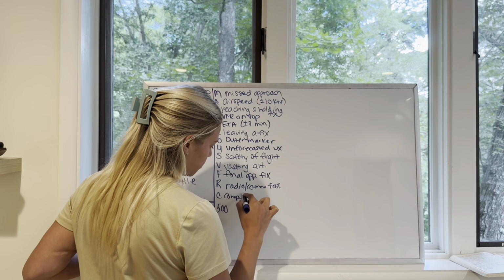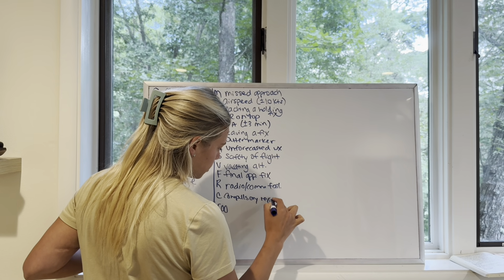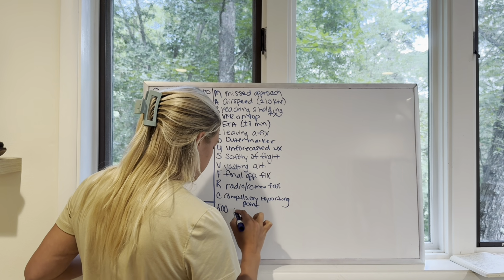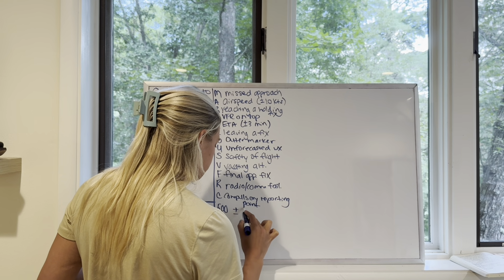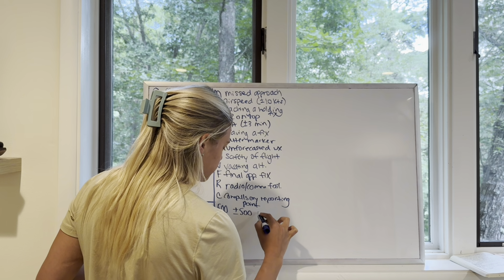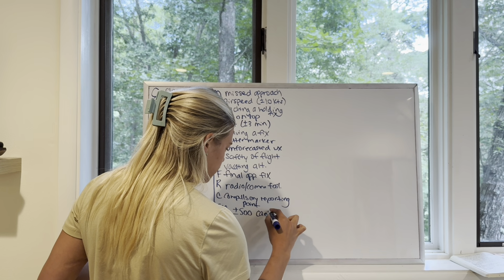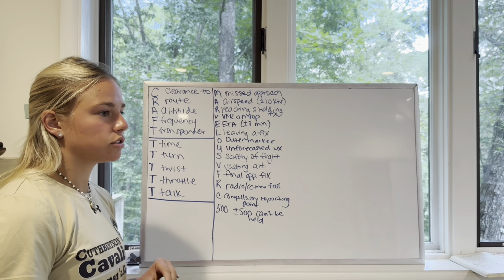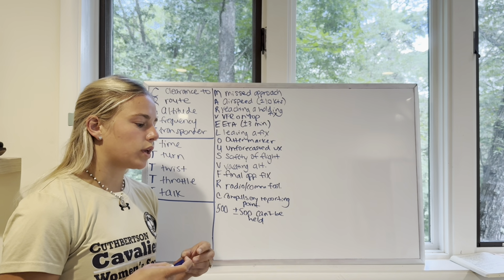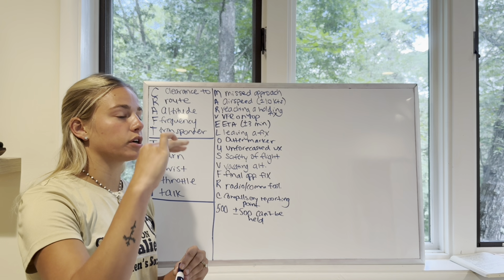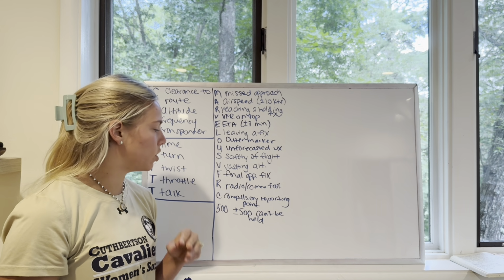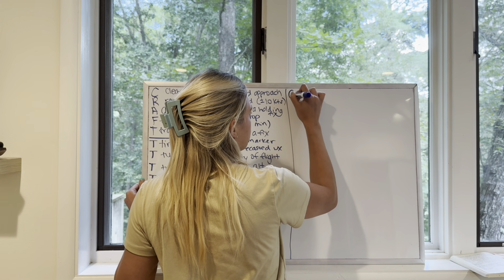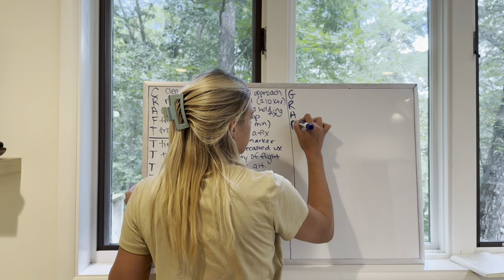C is compulsory reporting point. And 500 is plus or minus 500 can't be held, meaning if they give you an altitude to stay at and you can't stay within 500 above or 500 below that altitude they give you, then you need to let them know, whether that's from turbulence or whatever. Our next acronym is GRABCARD.